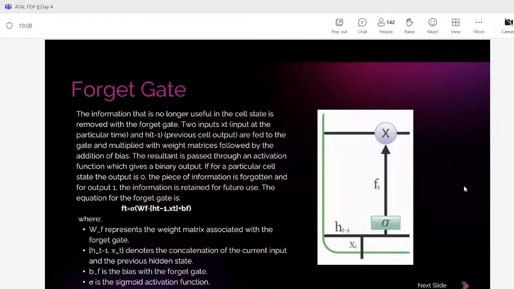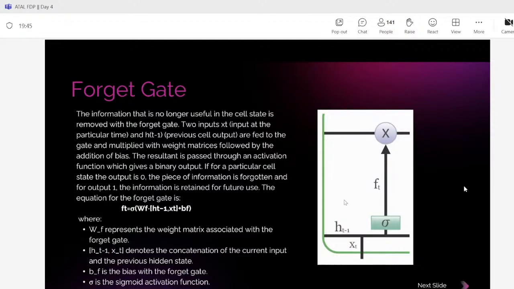Okay. So the information that is no longer useful in the cell state is removed by the forget gate. This is the main responsibility of the forget gate. Basically there are two inputs: one is xt, the input at the particular time, and the other is h of t minus 1. Here t minus 1 is the previous state, where t is the current state, and h of t minus 1 is the previous cell output. These are fed to the gate and multiplied with the weight matrices, followed by the addition of biases.